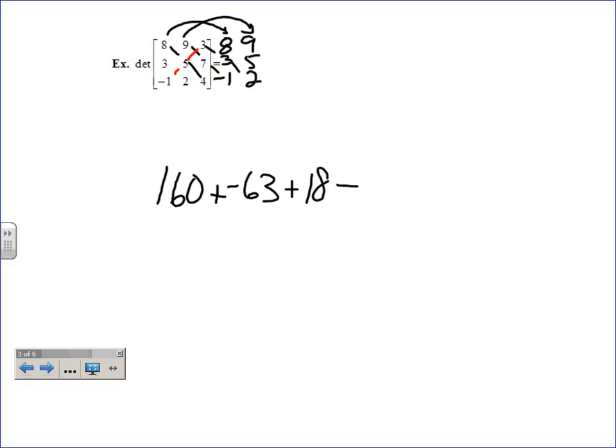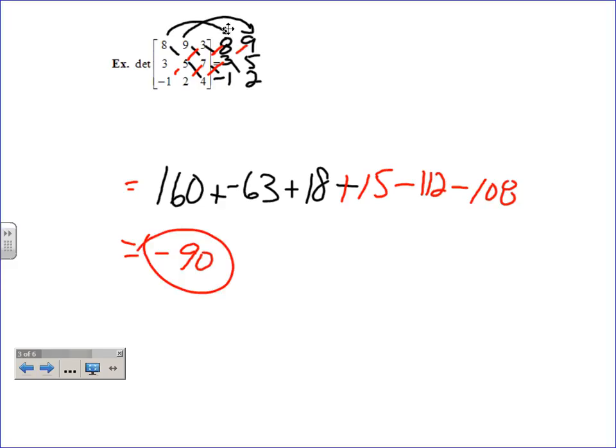Yeah, well, it'd be plus 15. Everybody okay if I put plus 15 or okay? Minus whatever you get here. 112 minus 108. And end result, negative 90 is correct. So, does that 3 by 3 matrix up there have an inverse? Is negative 90 the inverse? No, negative 90 is the determinant.